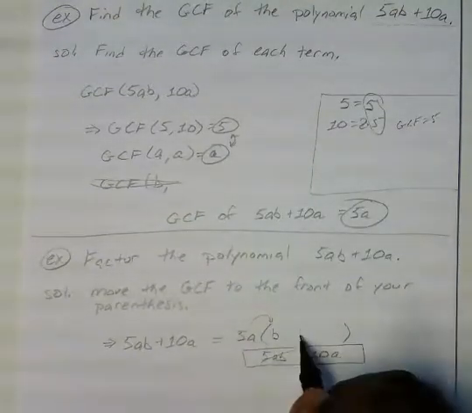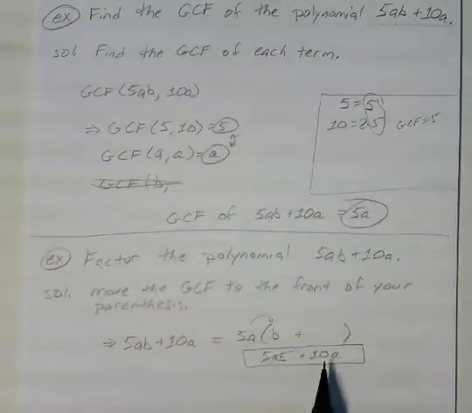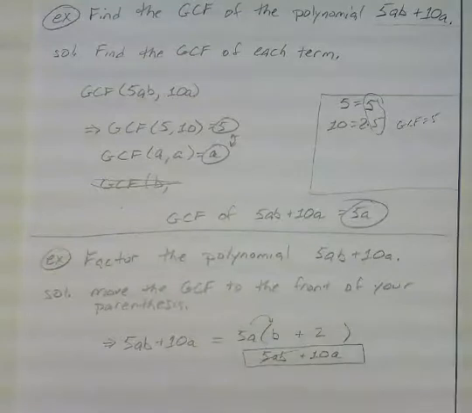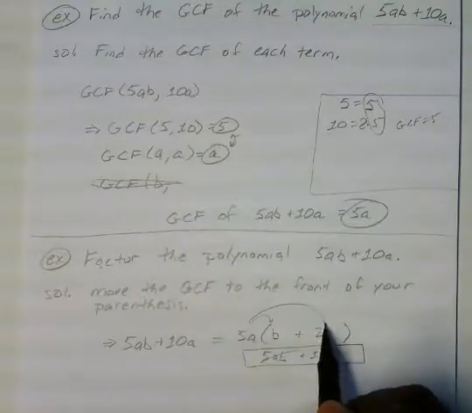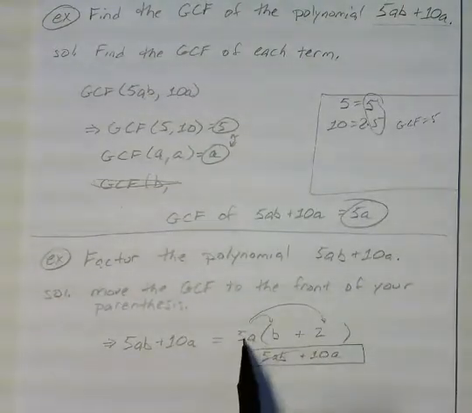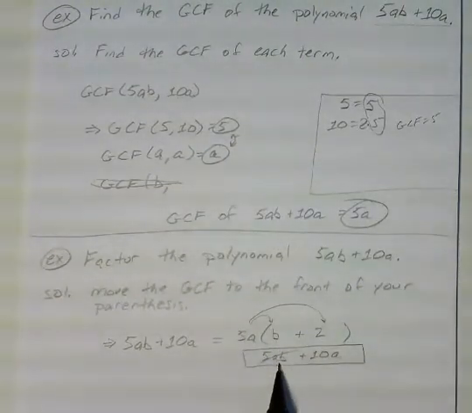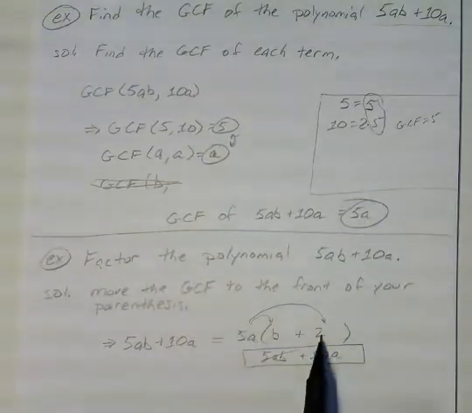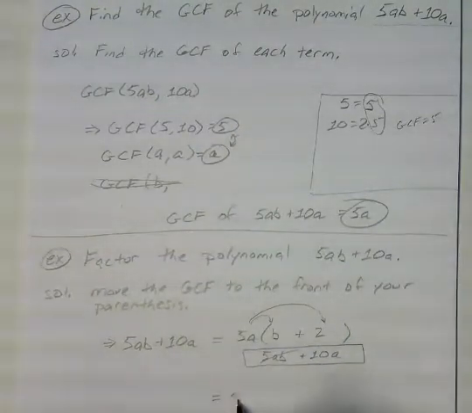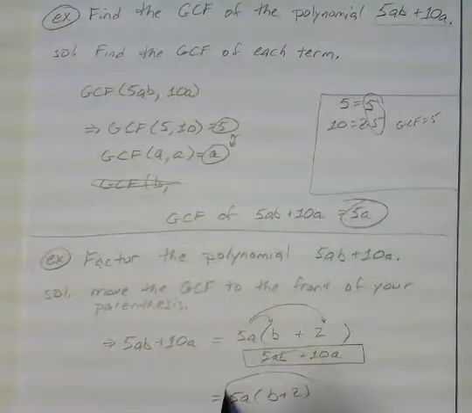Okay, so now 5 times what will give us 10? 5 times 2. Okay, a times what will give us a? 1, so you can leave that blank. So if we distribute this, we'll have 5a times b is 5ab, and 5a times 2 is 10a. So the factor is actually 5a times b plus 2.